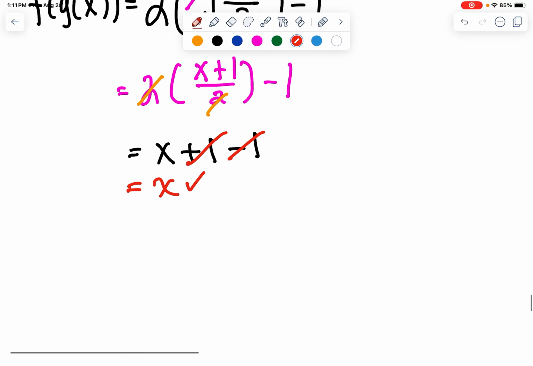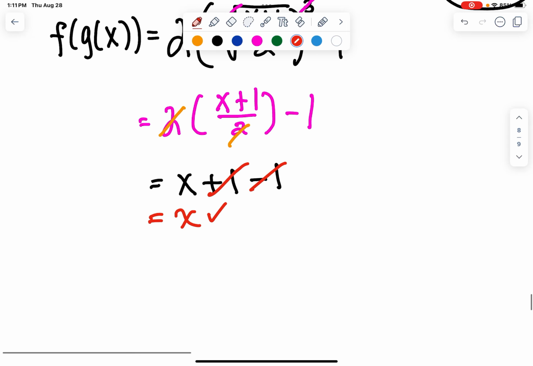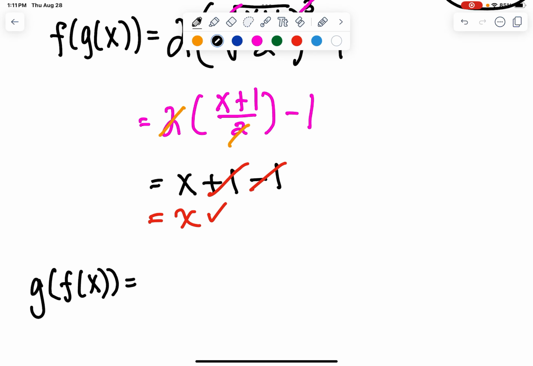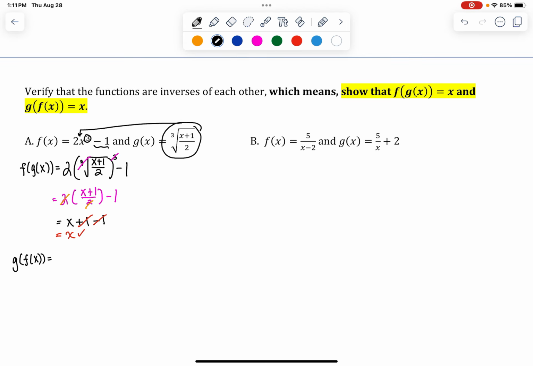Now I have to do g of f of x to show you that it also simplifies to x. You can't just do one, you have to do both. G of f of x is, so now we're going to take f and plug it into g. So we're going to take, let me erase my markings here. I'm going to take this and plug it in right there. All right, so we have cube root of, instead of writing x, I'm going to write 2x cubed minus 1. And we have plus 1 all over 2.